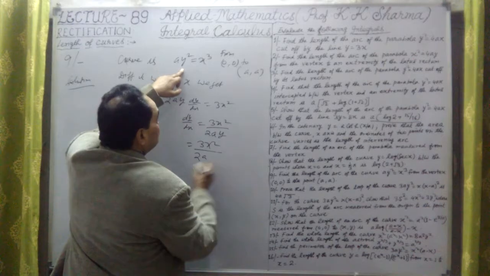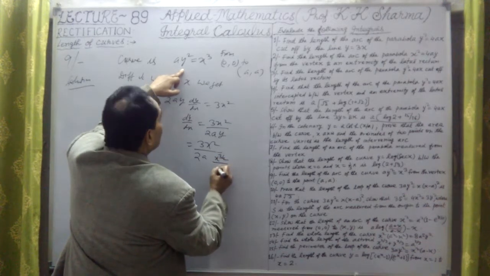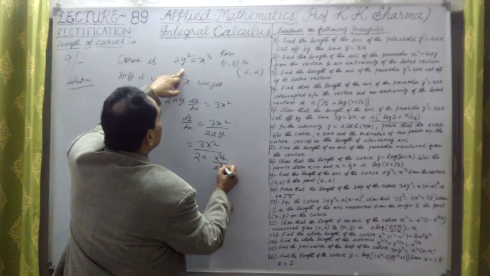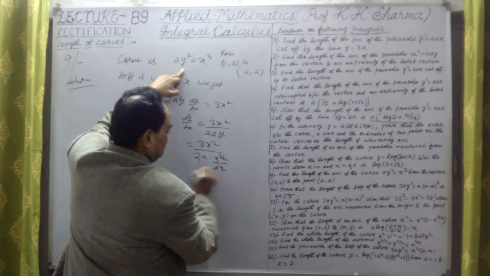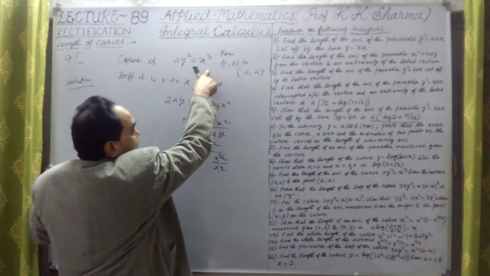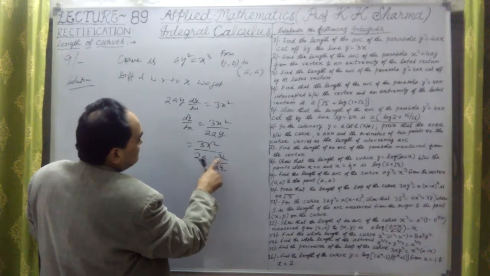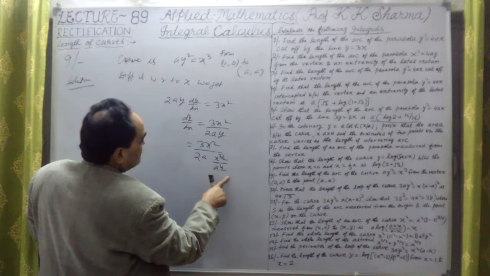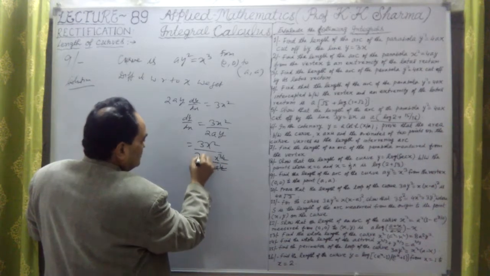So y square equal to x cube upon a. Therefore, y is equal to x raised to 3 by 2, square root of x cube upon square root of a. This is only under root a.